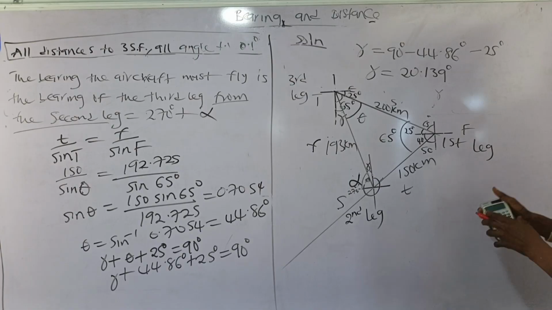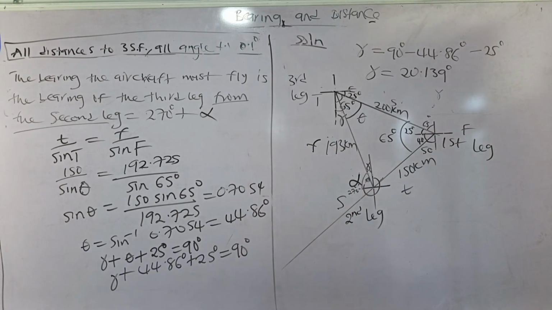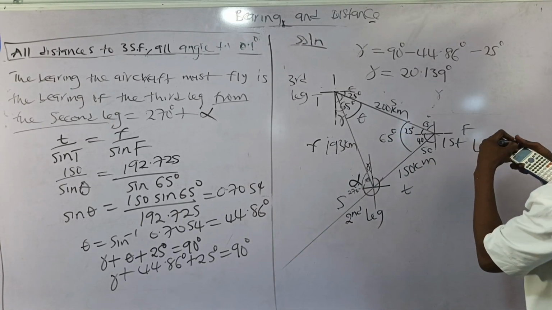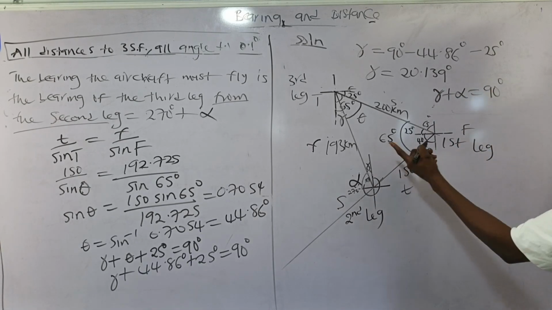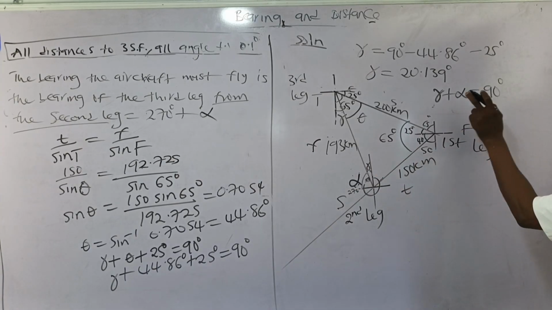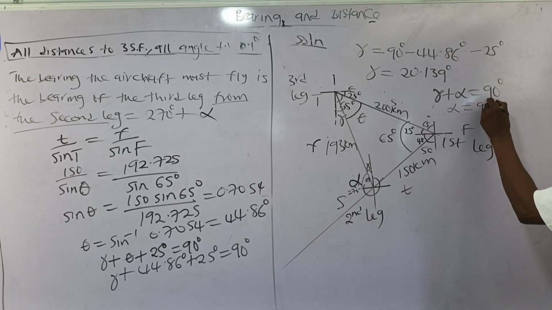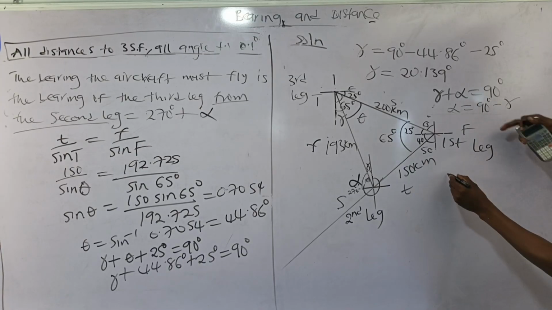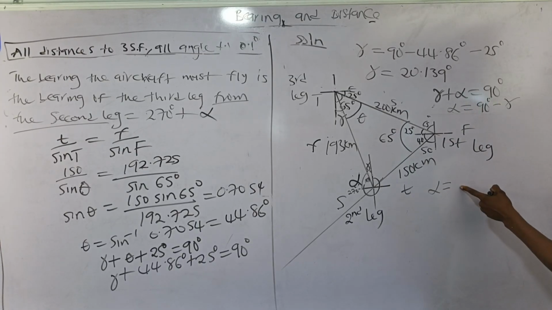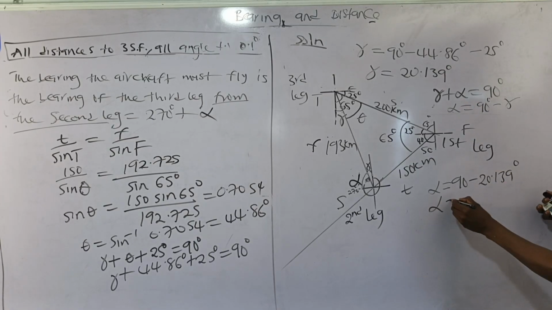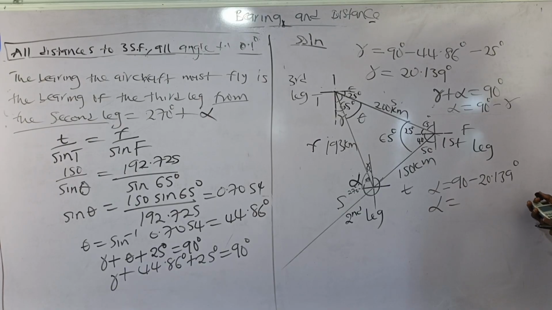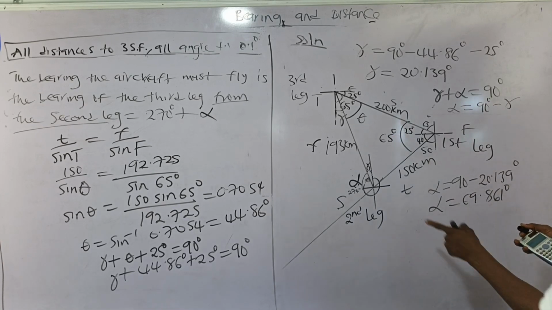So phi plus alpha is equal to 90 degrees. Why? The angle between northwest. So I'm looking for my alpha. Alpha will be equal to 90 degrees minus phi. And this will give me alpha equal to 90 minus 20.139 degrees. And alpha will be equal to 90 minus my answer here, which gives me 69.861 degrees. So I've gotten my alpha.